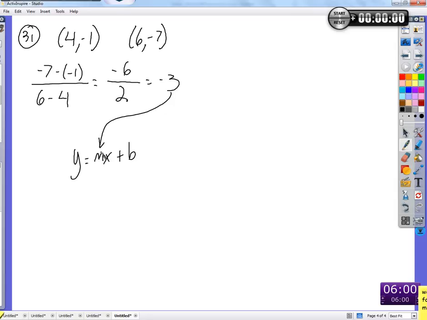So we can plug the slope in there. And what do you mean plug a point in? How would we do that? One of these? No, I'll pick this one. How do we plug it in? The y and the x. Y and the y and the x and the x. Okay. So we'll bring those down. We'll put the y there. We'll put the x there.